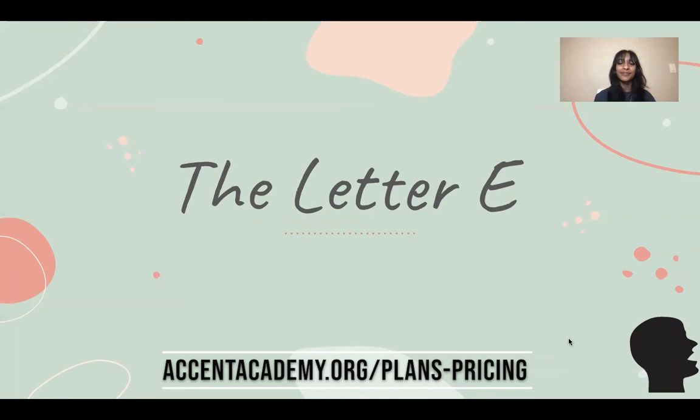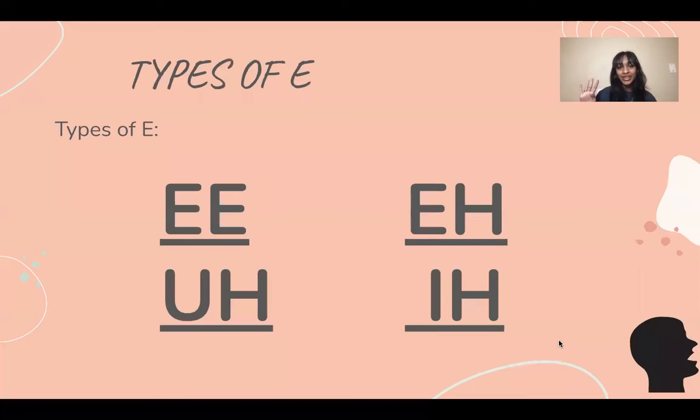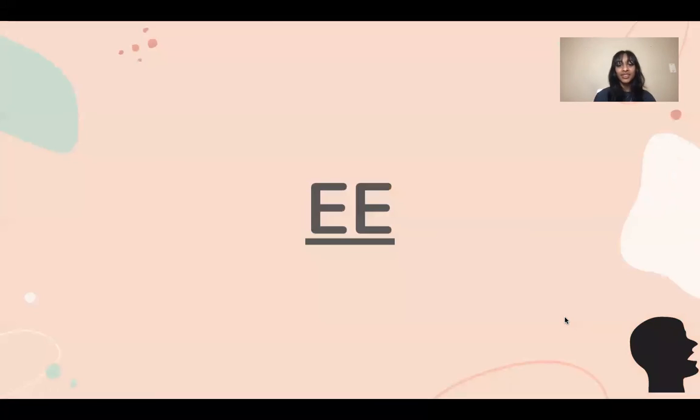So let's jump into it. There are 4 different ways to pronounce the letter E. We're going to talk about each and every one of them with 2 examples of each. Let's start off with the E sound.